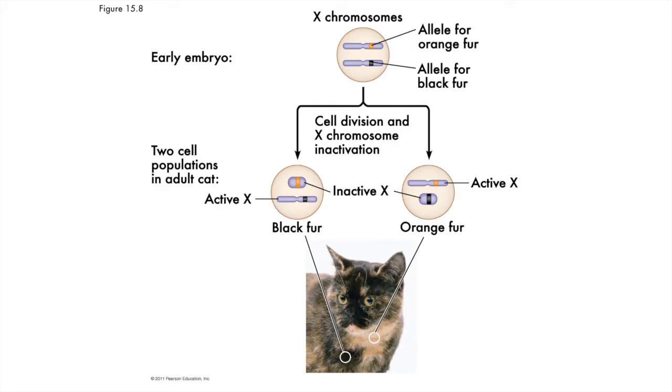Developing inside mummy cat, the kitten had certain cell lines inactivate the X chromosome with the black allele and other cell lines inactivating the X chromosome with the orange fur coat allele. This leads to the mosaic phenotype we call calico. Because this phenotype is associated with this particular genetic phenomenon, male calico cats are extremely rare.